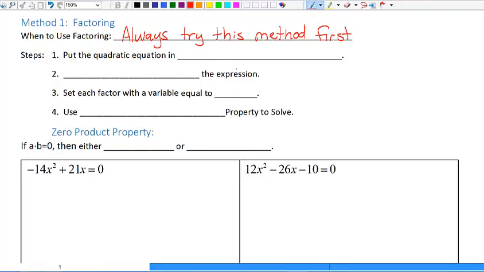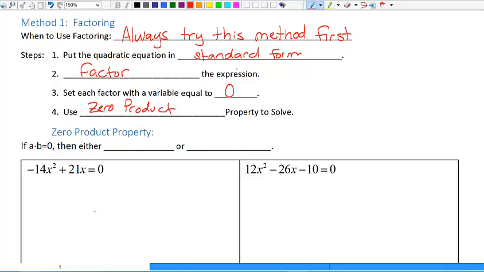In order to factor, we use the following steps. Number 1, put the quadratic equation in standard form. Meaning I want one side to be equal to 0. 2, I want you to factor the expression. 3, set each of the factors with a variable in it equal to 0. 4, use the zero product property to solve.